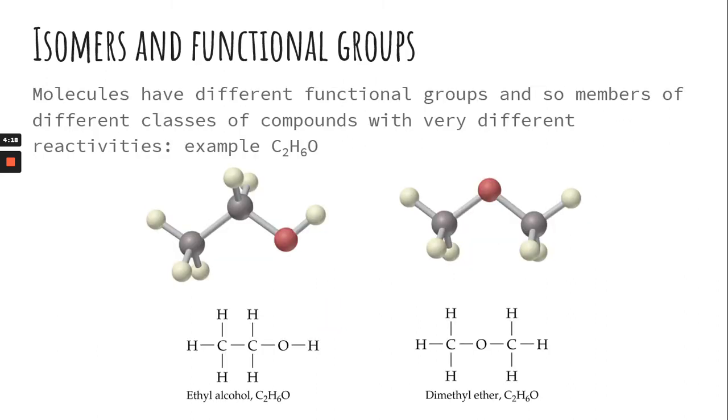You can also have isomers with functional groups. So a lot of our functional groups contain oxygen, and so we could create C2H6O, which has the same formula. This is a hydroxyl group, so this is an alcohol, where we could put the oxygen in the middle and make it an ether. So you can also take your structures and move the oxygen so that you get different functional groups.